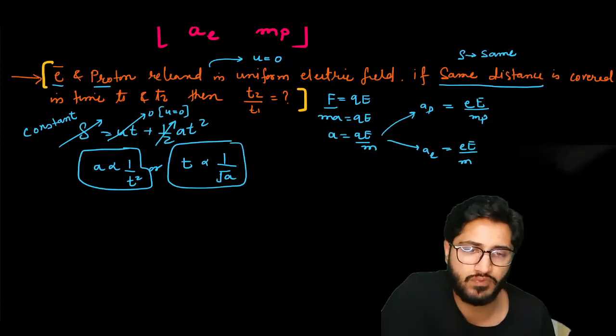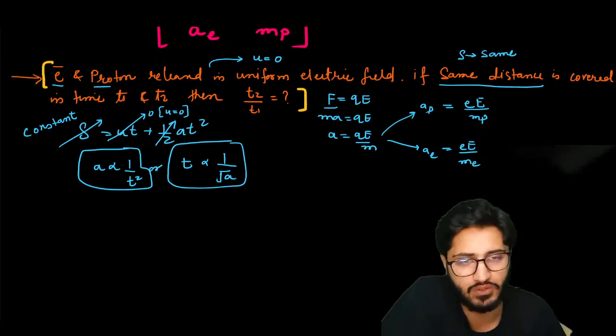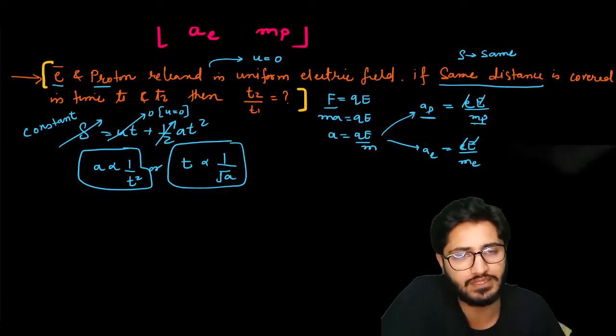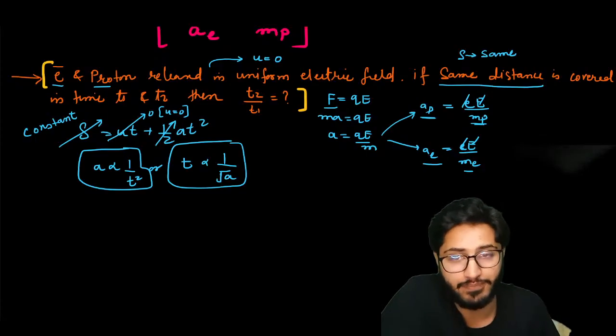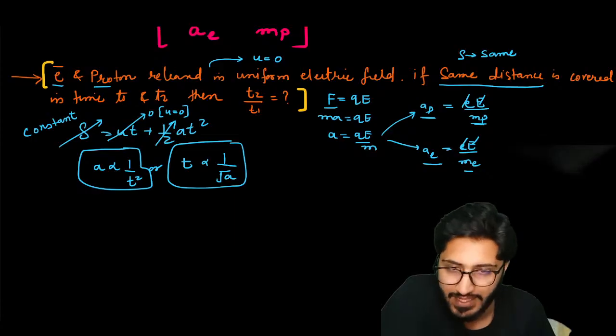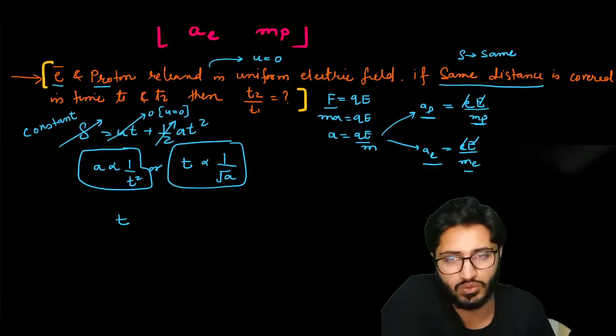Now for the electron it is M E, right? So look, from this particular figure, E is the same, E is the same. So acceleration is inversely proportional to their masses. Done? Acceleration is inversely proportional to the masses.